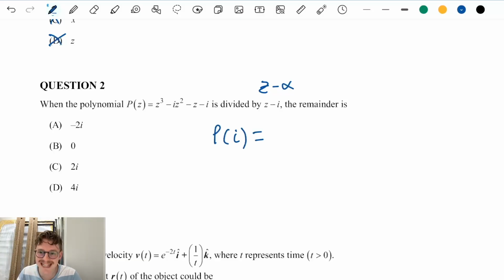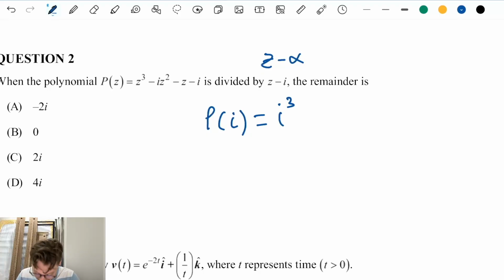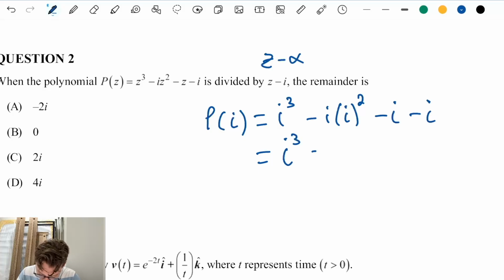So if I do that, I get i cubed. I'm going to zoom in slightly so I can hopefully write a little bit neater. I get i cubed minus i times i squared. Very nice. Minus i minus i. So what I wind up with is i cubed minus i cubed minus 2i, because minus i minus i gives me negative 2 lots of i. And I can hopefully see that i cubed minus i cubed is going to disappear and become 0.